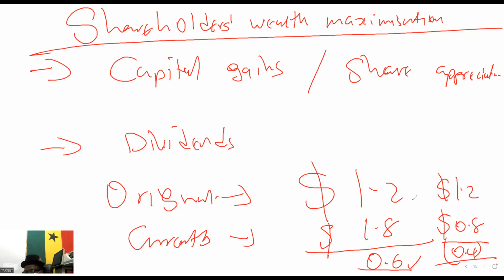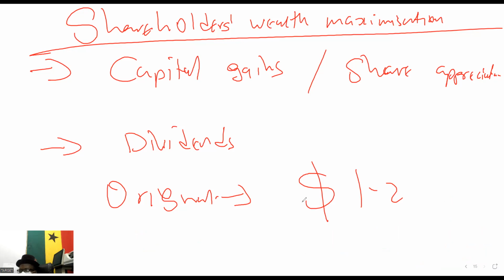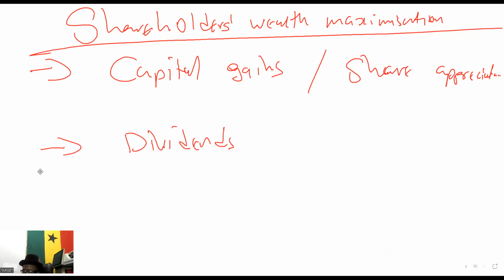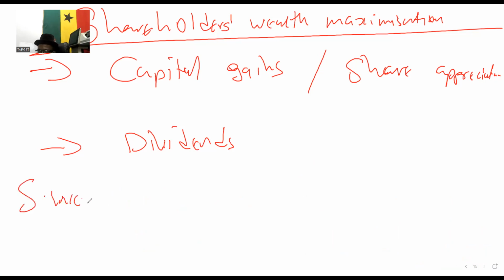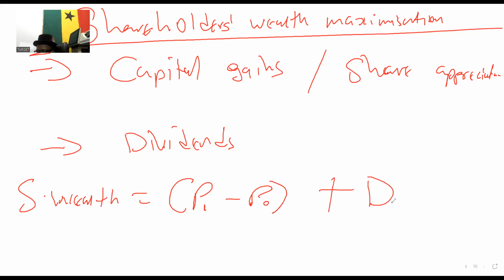Okay, so there'll be a question in here, and then the calculation. Pick a question straight from the material. Now the shareholders' wealth: the capital gain or share appreciation is equal to P1 minus P0, the current share price minus the previous share price, plus the dividend that they paid, D1 or D0. So that's the formula. This is a value.